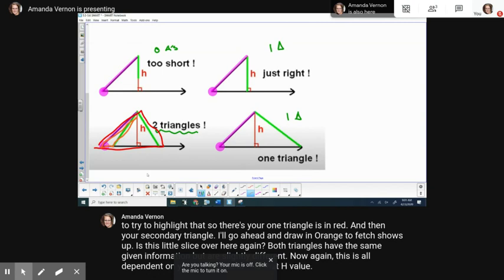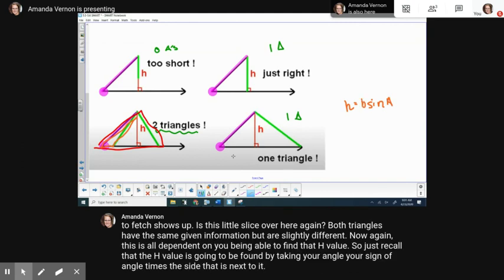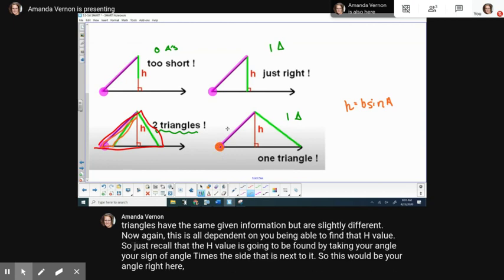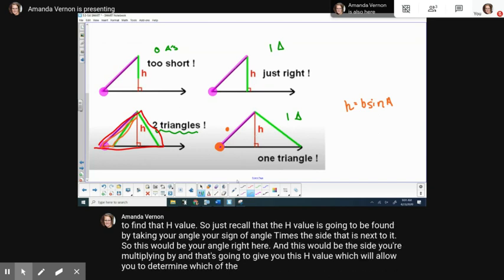So just recall that the H value is found by taking the sine of your angle times the side that is next to it. So this would be your angle right here, and this would be the side you're multiplying by, and that's going to give you this H value, which will allow you to determine which of the scenarios makes the most sense.